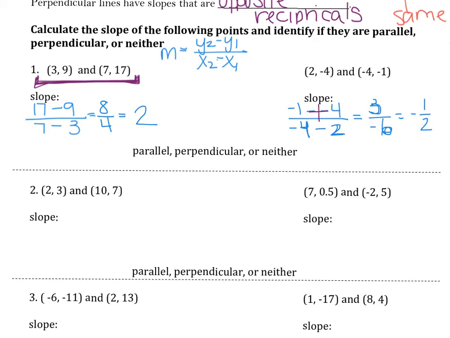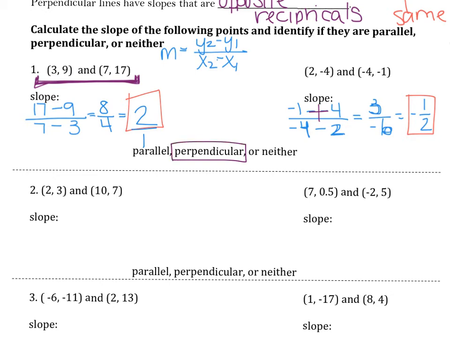So when I'm looking at these two, I'm going to compare -1/2 and a +2. I notice one's positive, one's negative. I've also noticed that this is 1 over 2, and this is really 2 over 1. So I could, if I wanted, rewrite that as 2 over 1. So they are flipped, which means they're reciprocals, and they are opposite. So that makes this a perpendicular line.